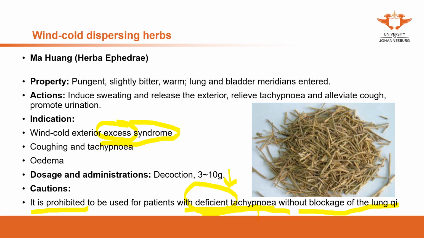Not only tachypnea, as long as it is deficient, we don't use Mahuang. So that's very important to understand the excess syndrome. What kind of syndrome is considered an excess syndrome? For example, you can feel from the pulse, a weak pulse or a forceful pulse. Also from the patient's constitution, the patient is strong or weak. The patient feels tired or still energetic. So these are things you can consider.